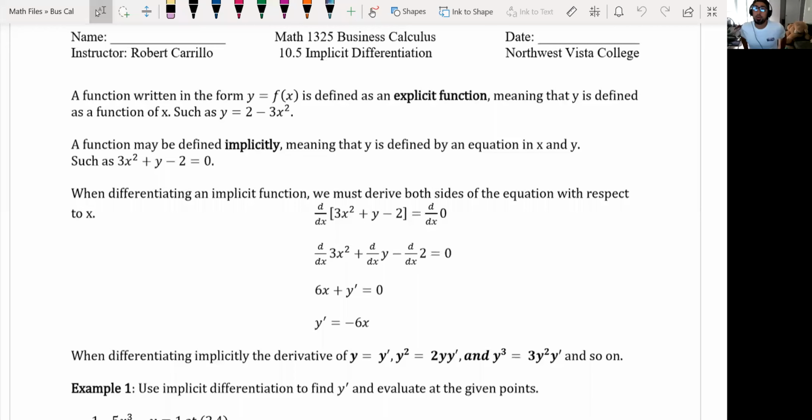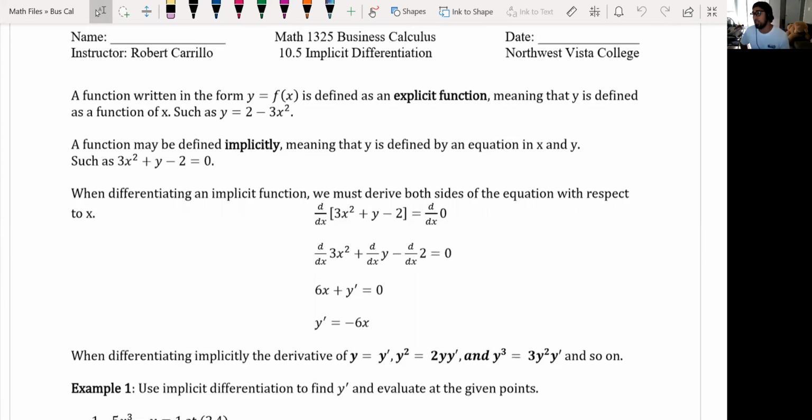All right, everybody. This is 10.5, implicit differentiation. Implicit differentiation means that, well, we've been taking derivatives of explicit functions so far, meaning y equals x, y equals 2 minus 3x squared, right? It's what we've been used to our whole life.